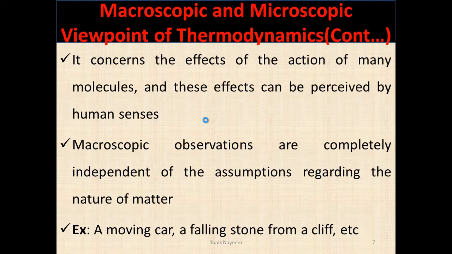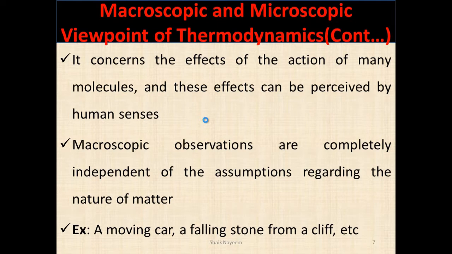The second example is a falling stone. When you throw a stone upward, what happens? It will come back and strike the earth. When it strikes the earth, it will split into some components. Here we will not talk about the crystal structure of the individual components.